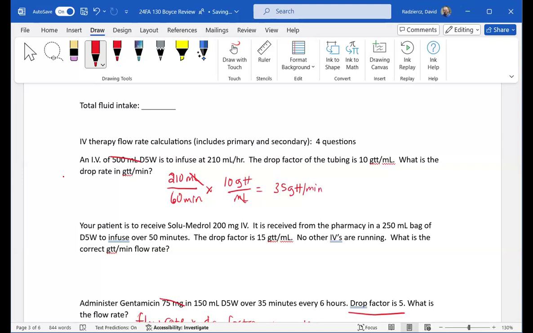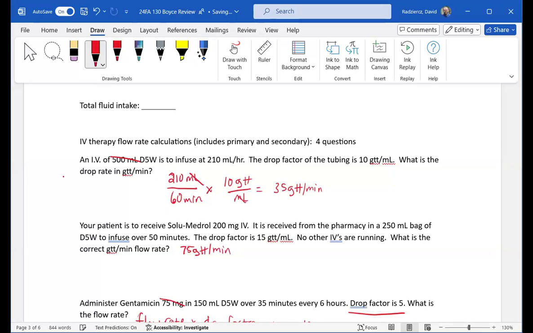So if you got some real big number, it's because you forgot to divide by 60. And then other numbers, I'm not sure where those came from. You may have introduced the 500, but now you know not to do that. So 210 times 10 divided by 60, and you get 35. For the second one, you should have gotten 75 drops per minute.